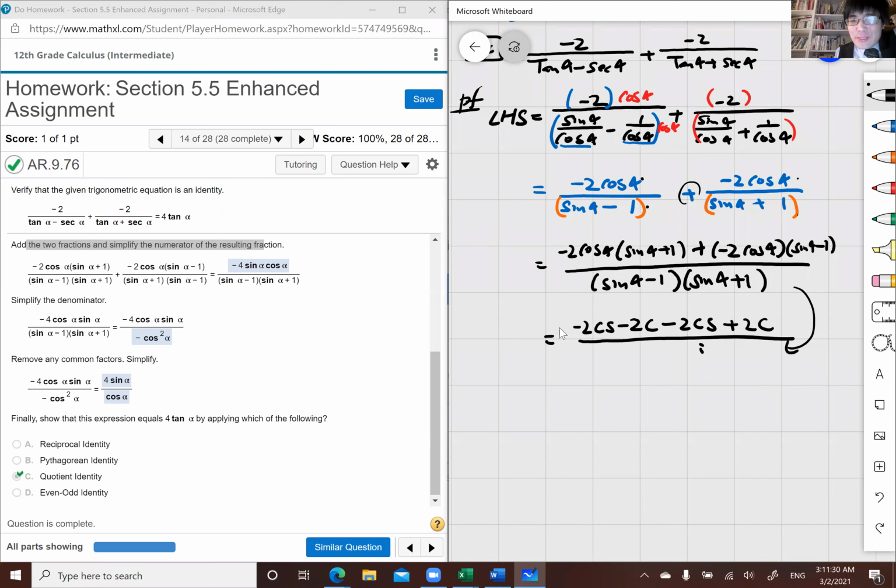Something like this, where C is cosine alpha and S is sine alpha. So this is canceling each other, and you're going to get negative 4 cosine alpha sine alpha. Now the bottom, when you expand it, you're going to get sine squared alpha minus 1. And that is equal to negative cosine squared.